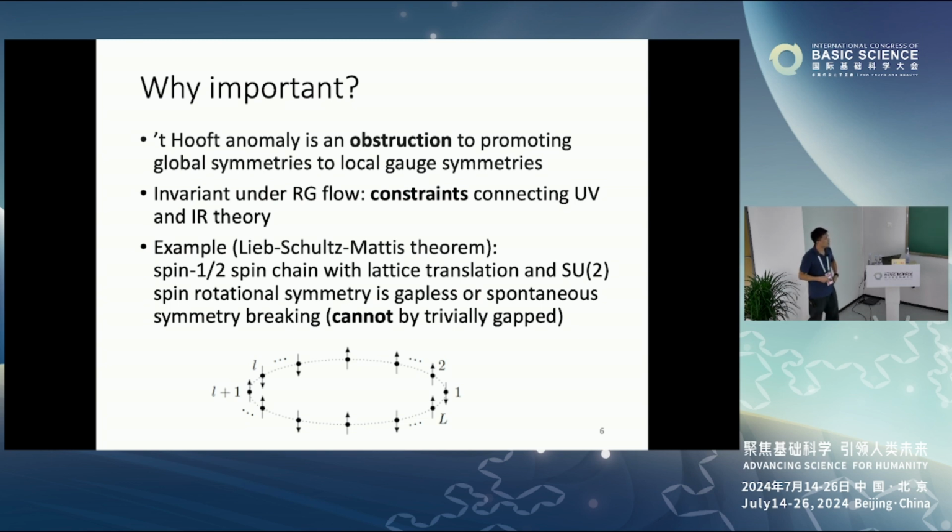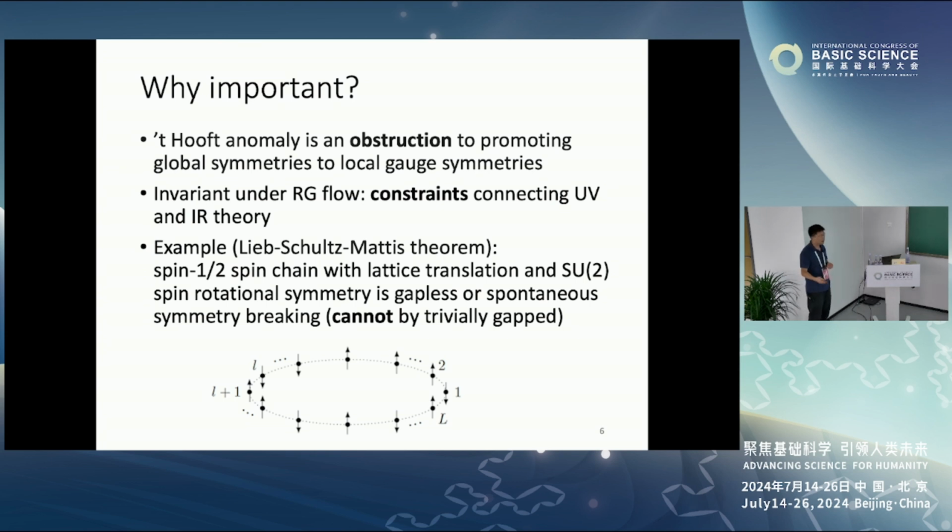And the problem is that in the UV, we have a 't Hooft anomaly between these two symmetries. One is the lattice translation. It is a space symmetry, not an internal symmetry. Another is SU(2) spin rotation. It's an internal symmetry. There is a mixed 't Hooft anomaly between these two symmetries. And therefore, we know that under RG, the IR should also have this 't Hooft anomaly.